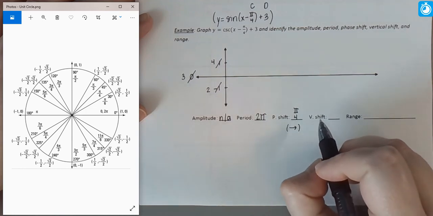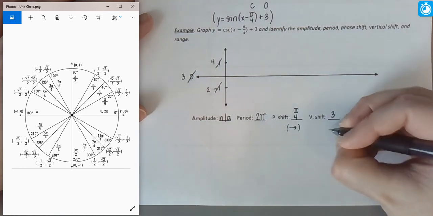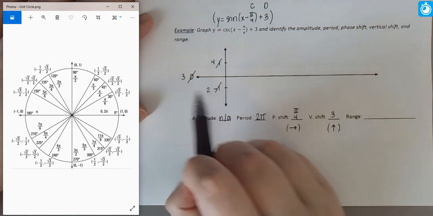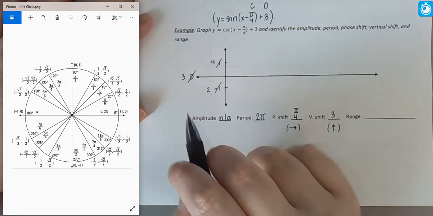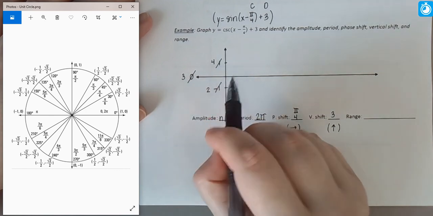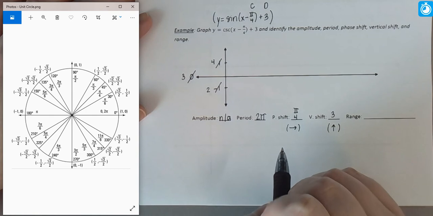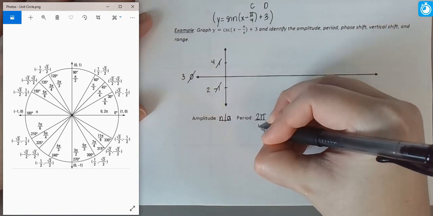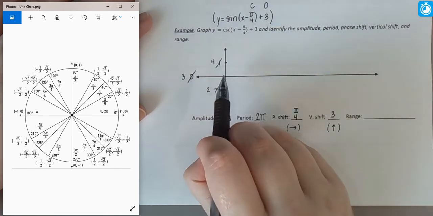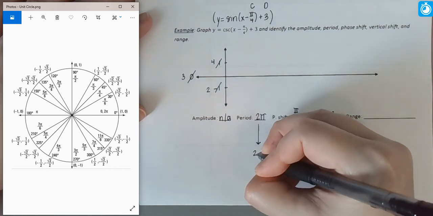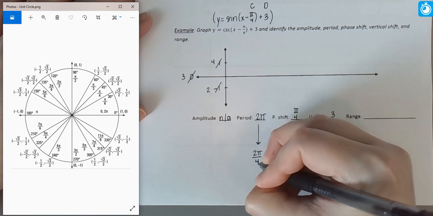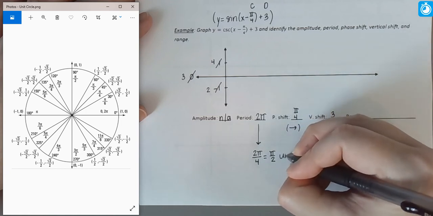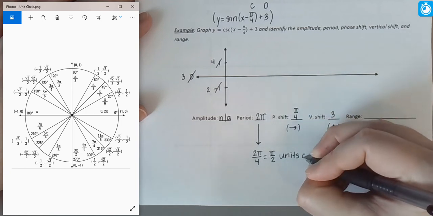And then our vertical shift is going to be positive 3, which is going to be up 3 units. We've already put that on the graph. So let's graph our sine. What do we need now? Well, we know the period. We need to determine what the phase shift is going to do to that period. So 2 pi, our period, is going to be divided up into 4 equal parts. So 2 pi divided by 4 is going to be pi over 2. That's going to be how many units apart our individual increments are.